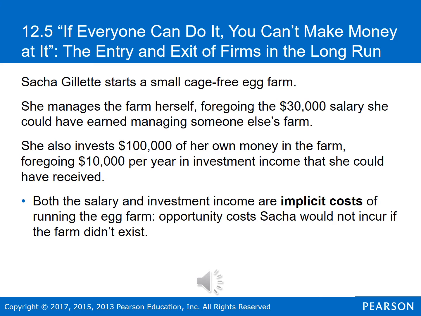So the example we're going to go through is Sasha Gillette, who starts a small cage-free egg farm. Sasha manages the farm herself, so she gives up a $30,000 salary that she could have earned managing somebody else's farm. She also invests $100,000 of her own money into the farm, foregoing the $10,000 a year in investment income that she could have received from interest and from whatever asset the value is appreciating. Both the salary and the investment income are part of the implicit costs of running the farm. These are the opportunity costs that Sasha would not have incurred if the farm did not exist.